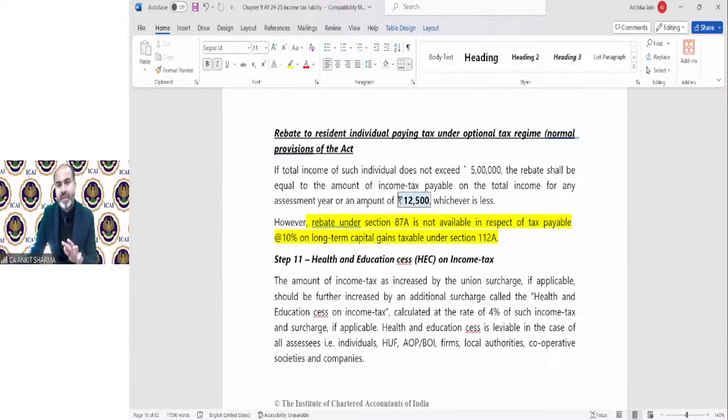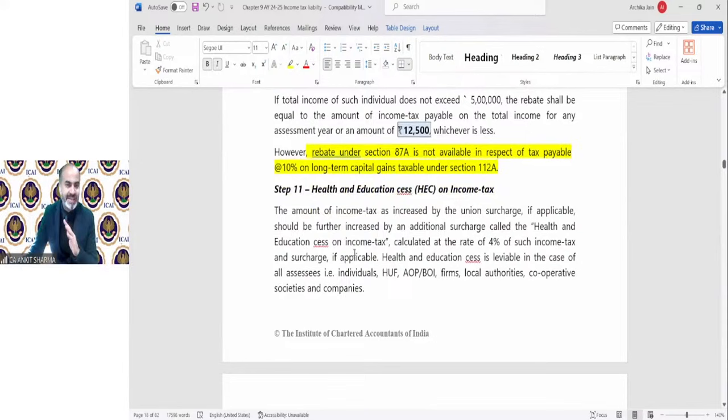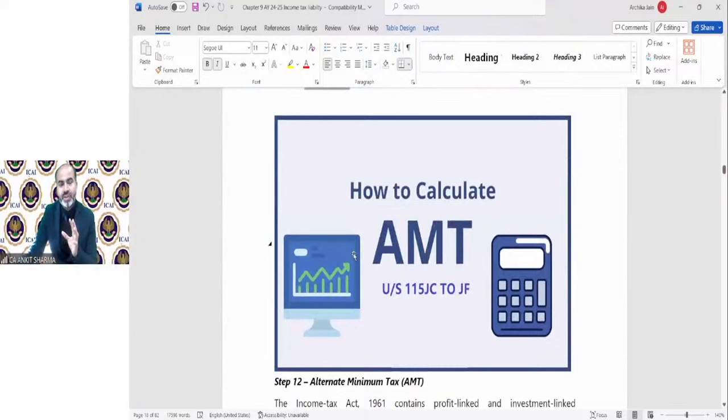Then education cess, health and education cess, etc. That is 4% in all cases. So these are the provisions. Technically, till now, we have only read the new provision regarding the rebate. Everything else has already been discussed in separate chapters you have gone through with earlier faculties or with me. Now, the new concept is AMT. Now, AMT is very interesting.